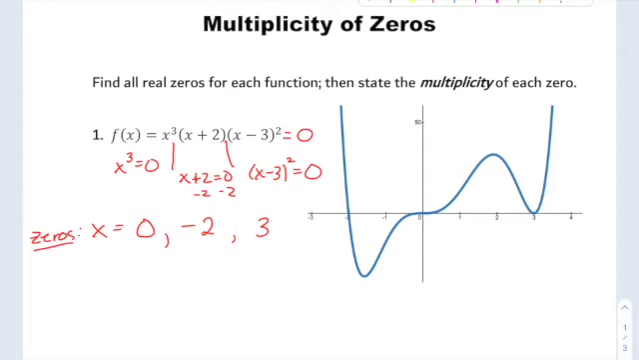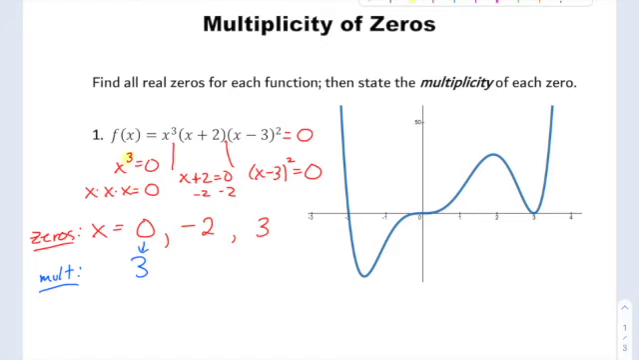But now let's talk about the definition of multiplicity. Every 0 has a multiplicity. So the multiplicity is essentially how many times is that 0 a solution of the function. So for example, the first 0 of x equals 0 came from this factor of x cubed, which is really x times x times x equals 0. Or in other words, it was a solution 3 times. So it has a multiplicity of 3.